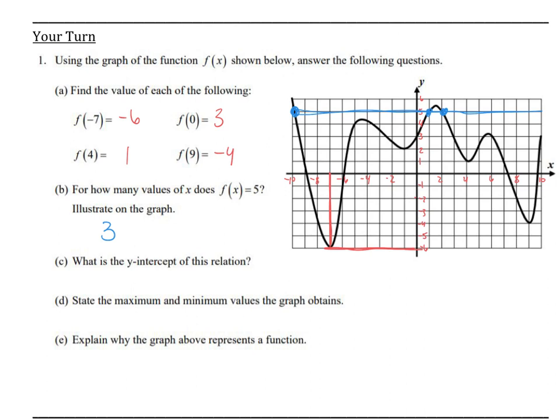For part B, I kind of labeled that on the graph as well. We're going backwards now. It says, for how many values of x does f of x equal 5? So I'm looking at my y value of 5, and I drew a line through that. And so I saw it pass through the graph 3 times, right? 3 times. So 3 values of x.